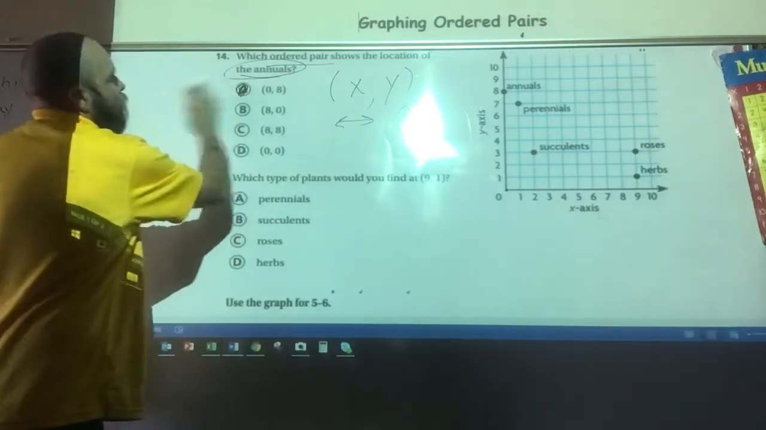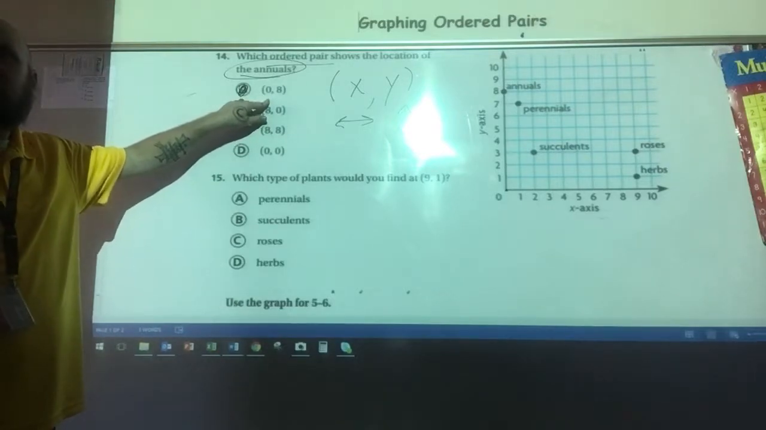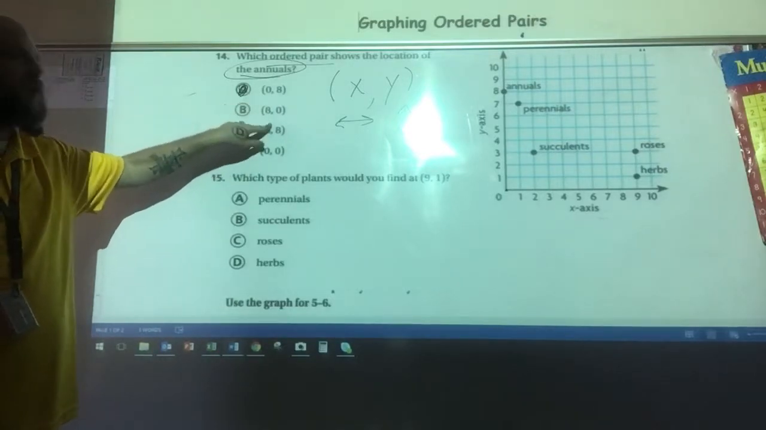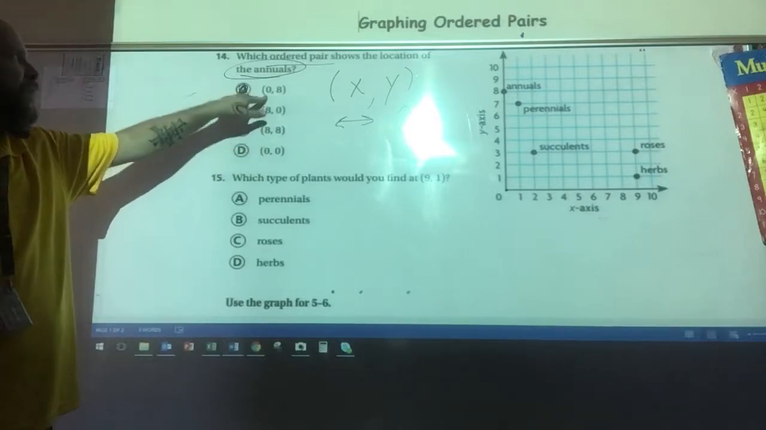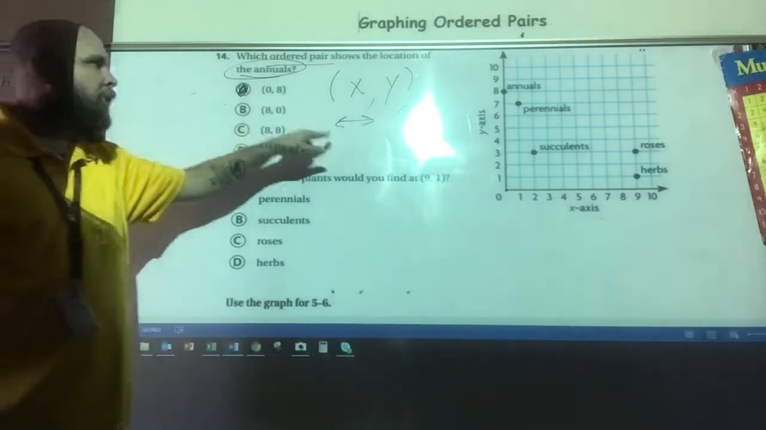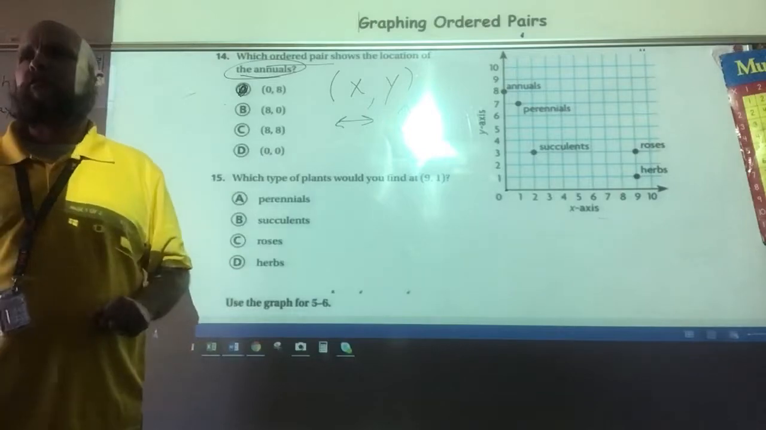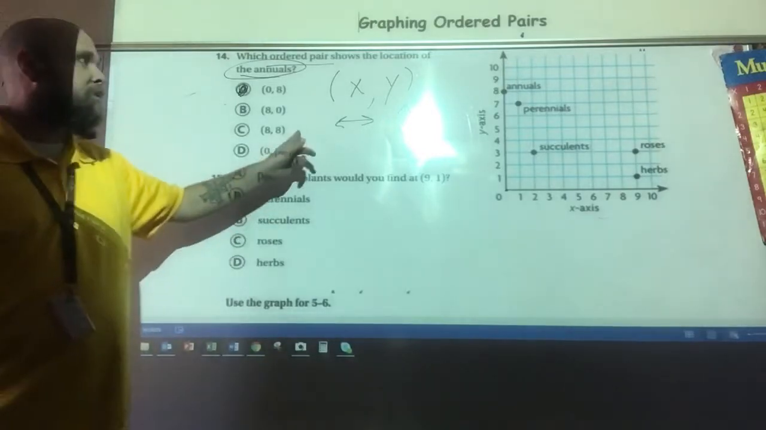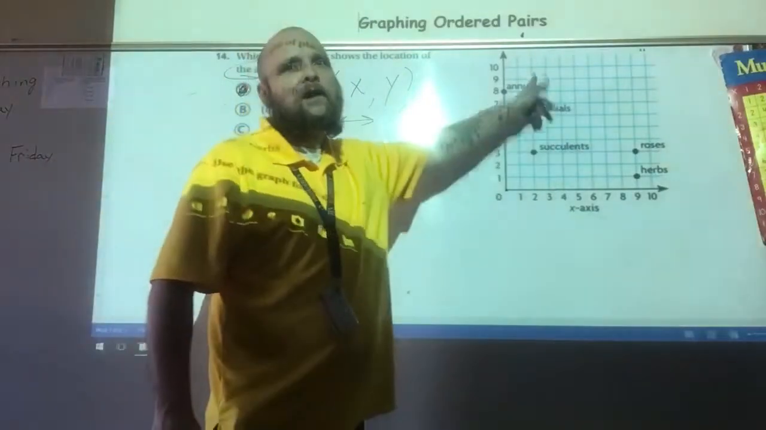Let me show you though. The correct ordered pair is 0, 8. On questions like this, they're always going to have the backwards one as well. If the correct answer is 0, 8, they're always going to have 8, 0. If the correct answer was 2, 4, they'll always have 4, 2. So what you need to remember is horizontal, vertical. Walk before you get in the elevator and go up.